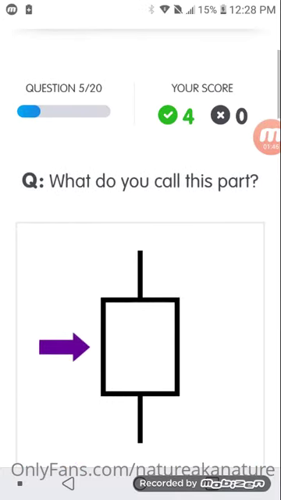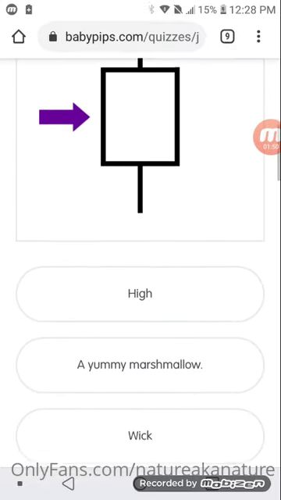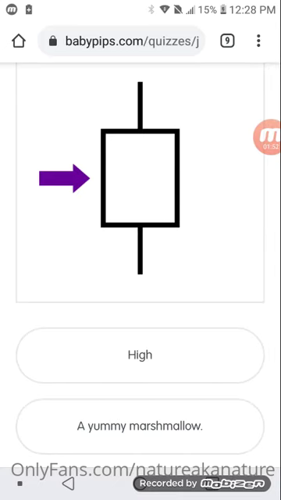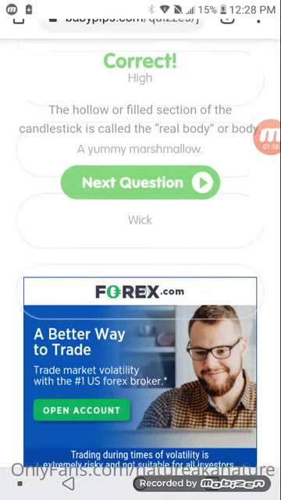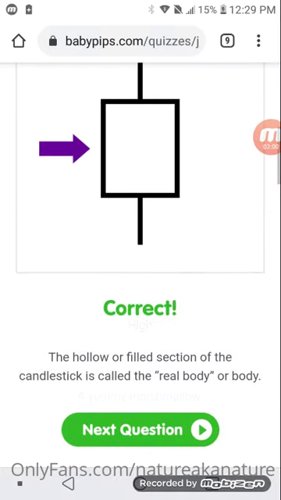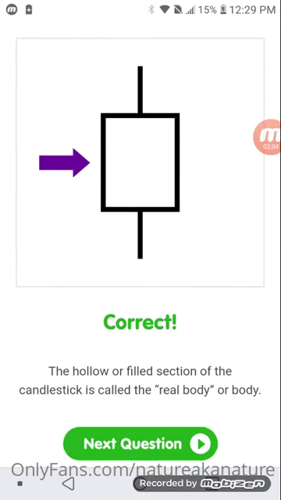What do you call this part? It's called the body. The rectangle or square box that you see is called the body. It could be hollow or it could be filled. It could be black or white or red or green. The hollow or filled section of the candlestick is called the real body or the body.